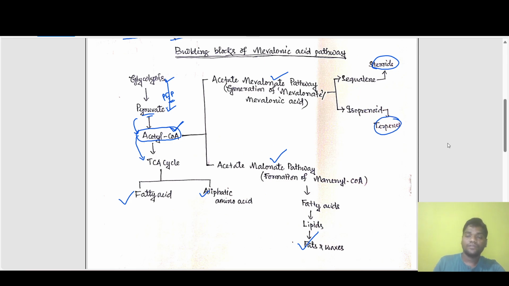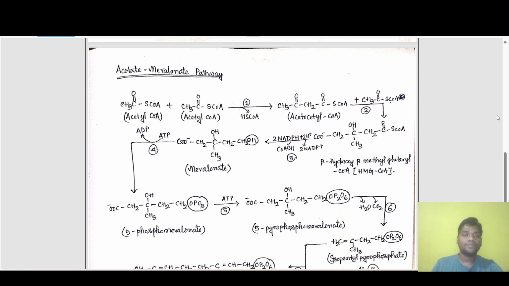Okay, so this is what the building block says, and coming to the pathway, this acetyl coenzyme A is a C2 type of compound, and this is also a C2 type of compound. These two acetyl coenzyme A will combine together, and there is a removal of the sulfur acetyl coenzyme part. After removal they will combine together to form a C4 type of compound.